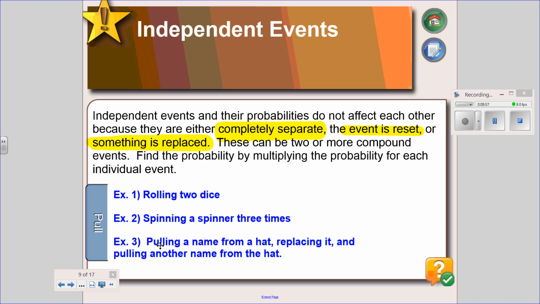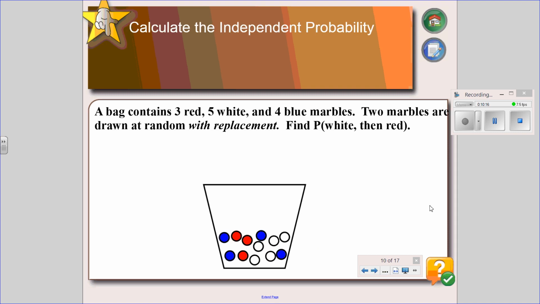Okay, and if I'm pulling names from a hat, imagine every person's name in the hat from the class, and I pull a name out, but then I put it back in. The game has been reset, and everyone still has the equal chances that they had the first time. Those are called independent events. So let's calculate the independent probability.